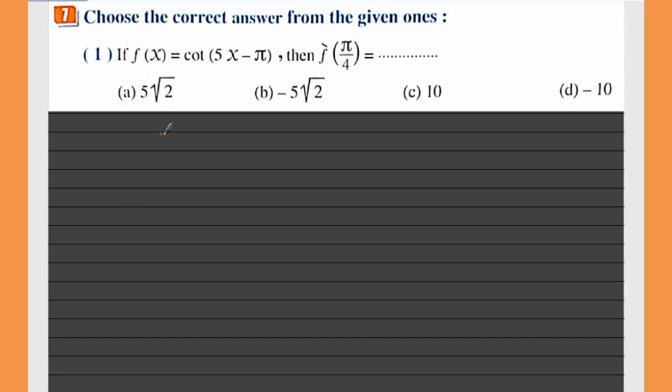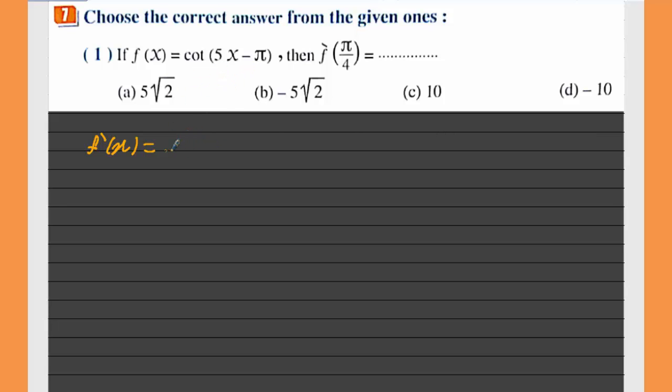Choose the correct answer from the given ones. Question number 1. If f of x equals cotan 5x minus pi, then f dash of pi over 4 equals one of these. So f dash of x equals the derivative of cotan 5x minus pi.